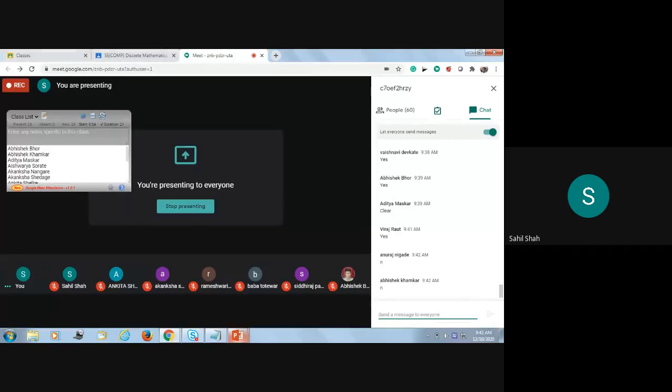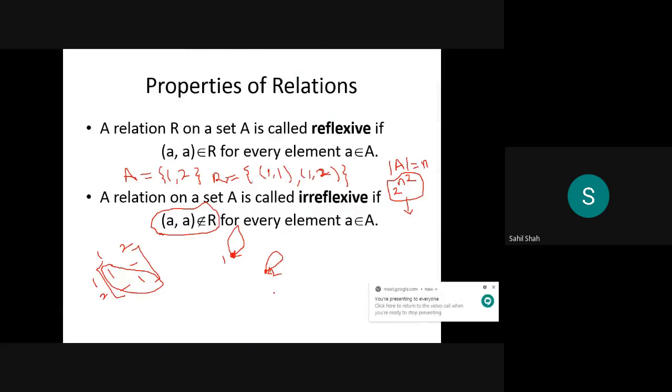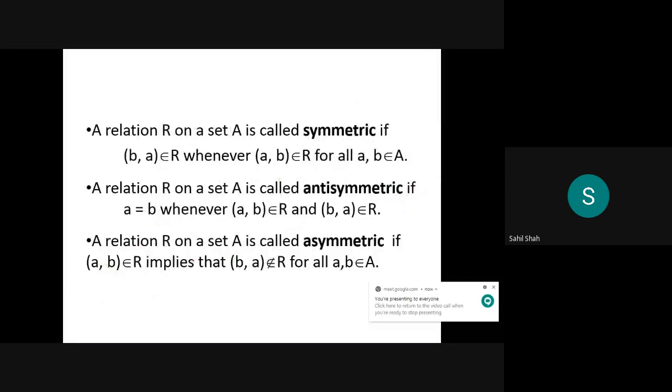Let us proceed. The third property of binary relations: a relation R on set A is called symmetric if, whenever we have a pair (a, b) in the relation R, we observe the pair (b, a) present in relation R. Ready?